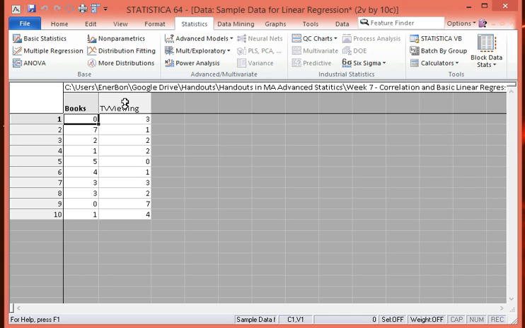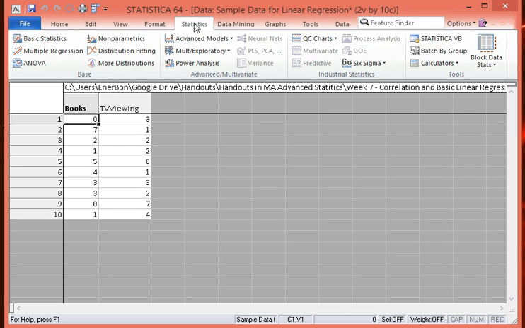So we are conceptualizing that the amount of TV viewing may be predicted by the number of books the individual reads in a year. More or less, it would be intuitive to conceptualize that the more books you read, the less television you view. So we'd like to know whether TV viewing can be predicted by the number of books read in a year.